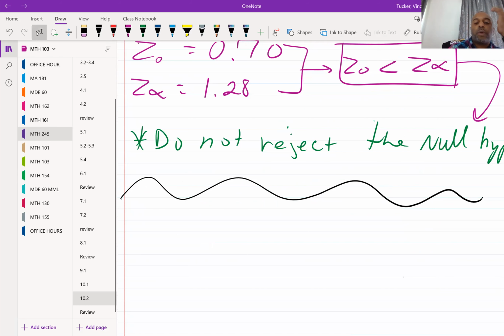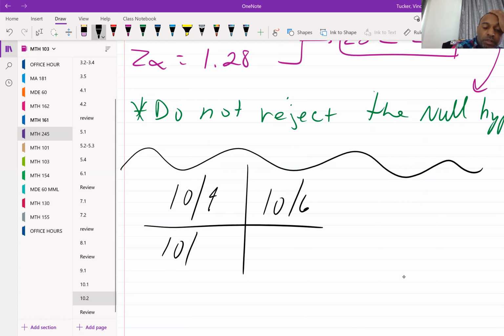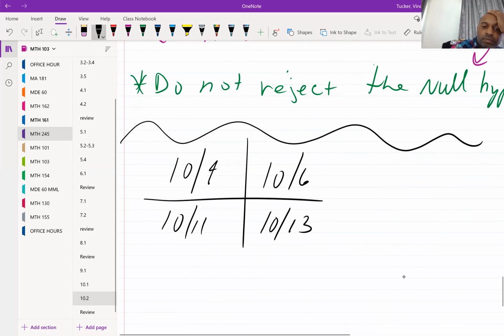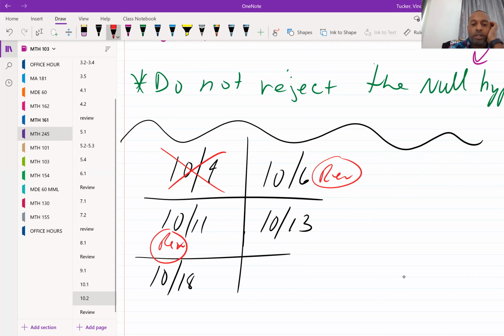So from this point forward, today is 10-4. Next class will be 10-6. We have 10-11, 10-13. All right, so this is what we have left. We just did 10-4 today. So 10-6 and 10-11 will be review days. 10-13 is our final exam.